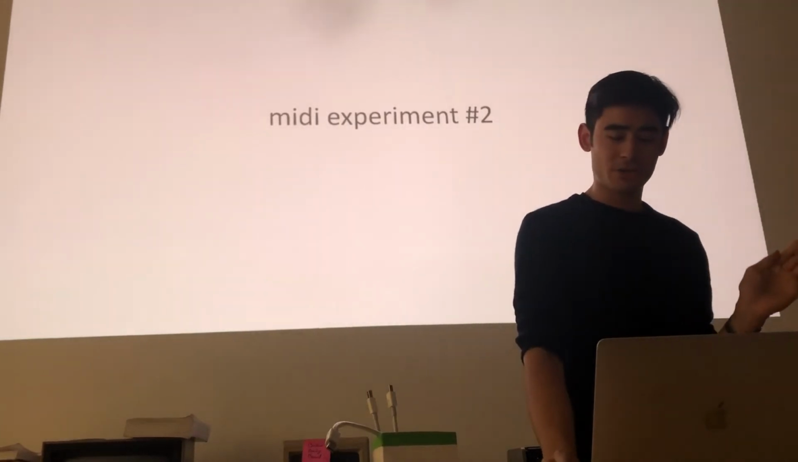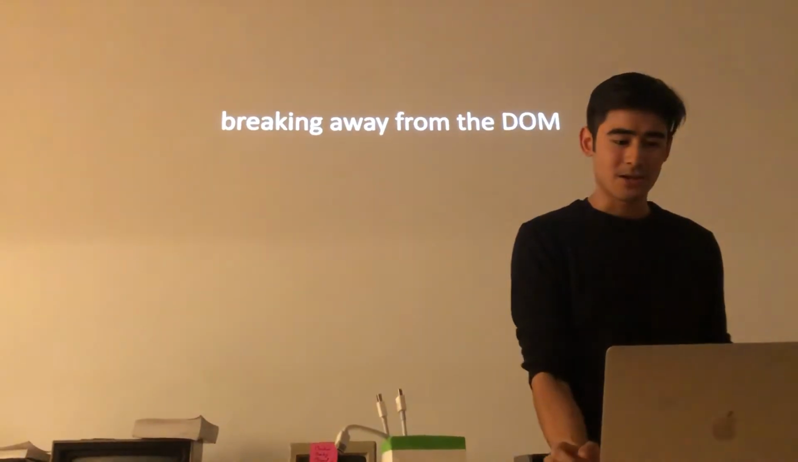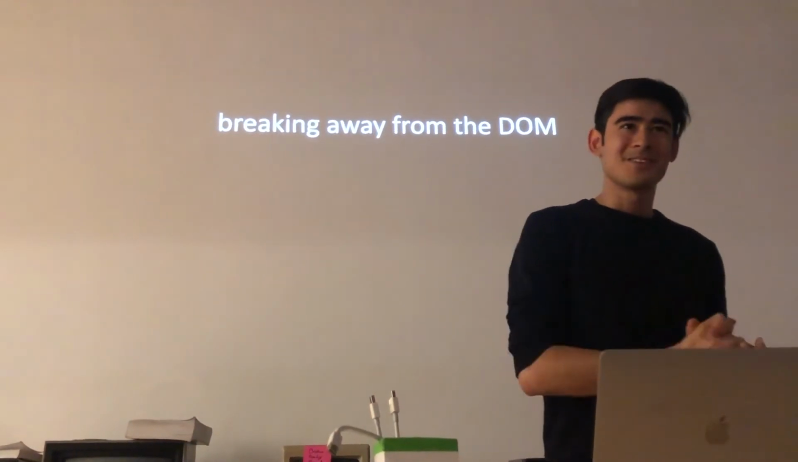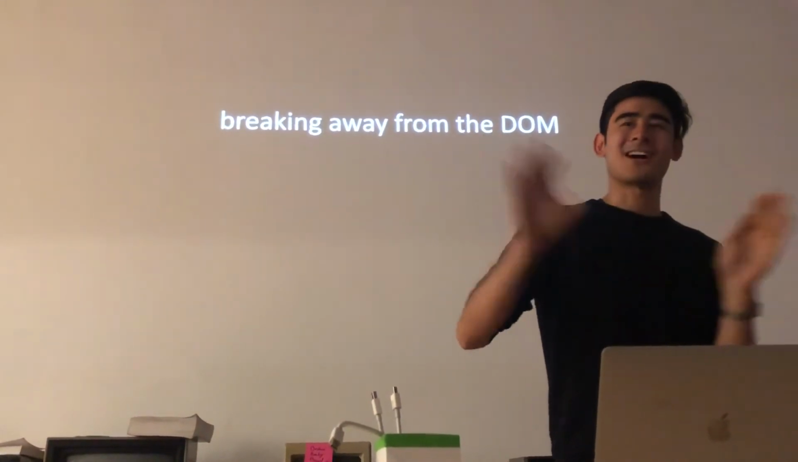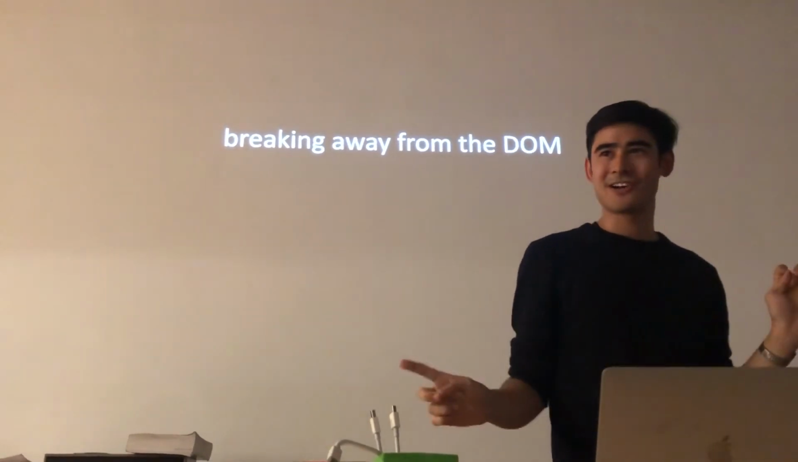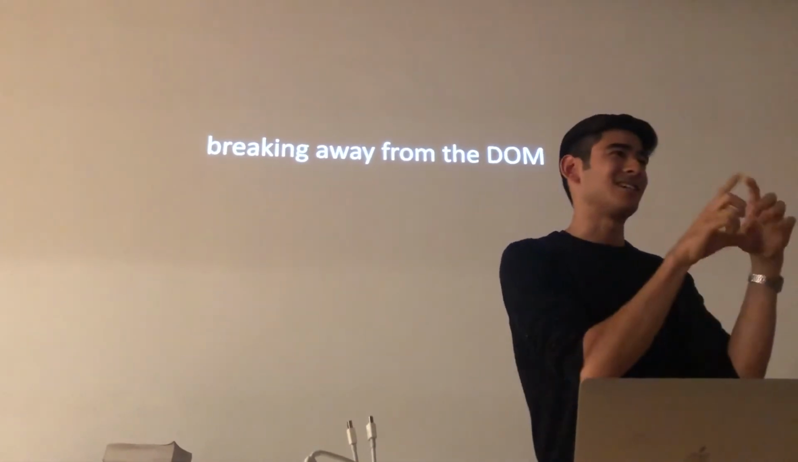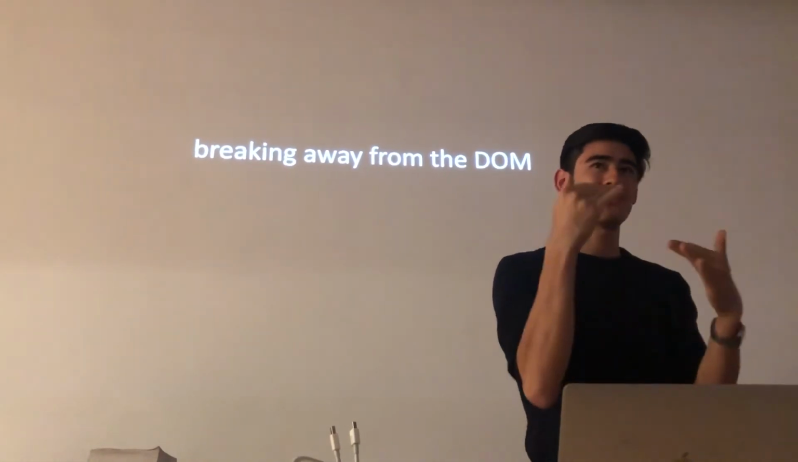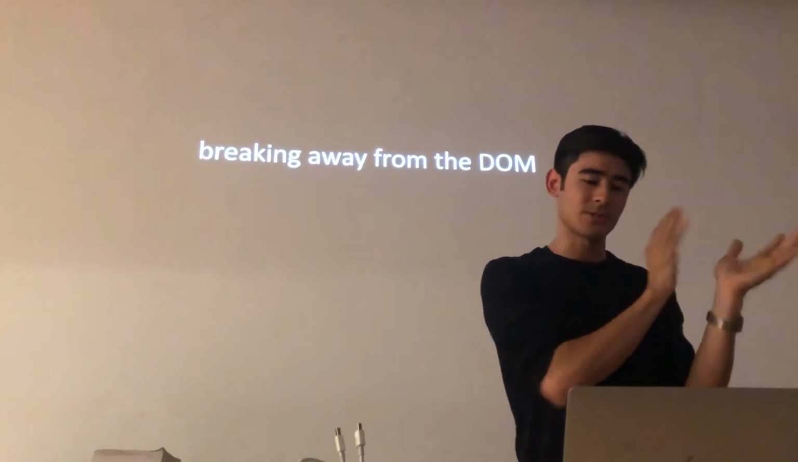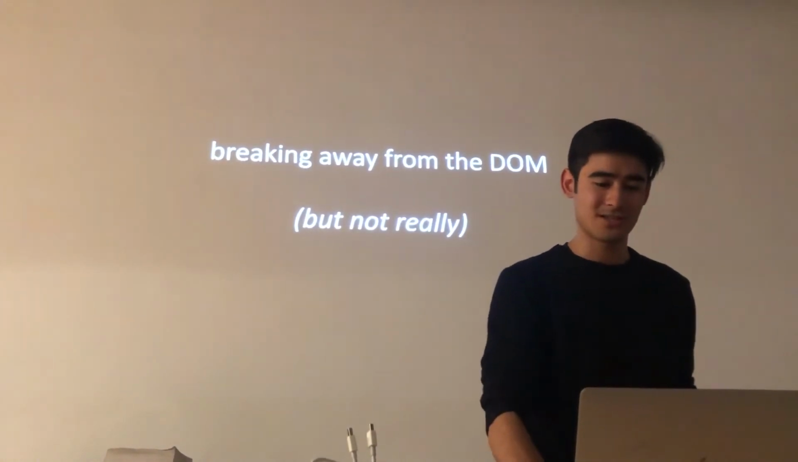For this experiment, I wanted to explore a little bit more. So I tried breaking away from the DOM. This might mean nothing to some of you. The DOM, if you're doing web stuff, is the document object model, is that correct? Getting some nods, cool. That's pretty much all of the text and images that you see. So I was trying to break away from circles and squares, but I wasn't really doing it. I was just using SVGs.